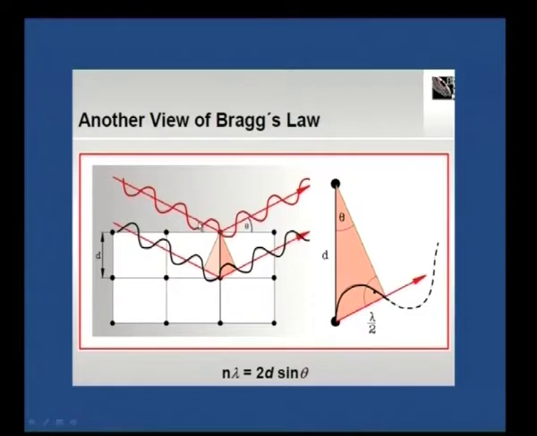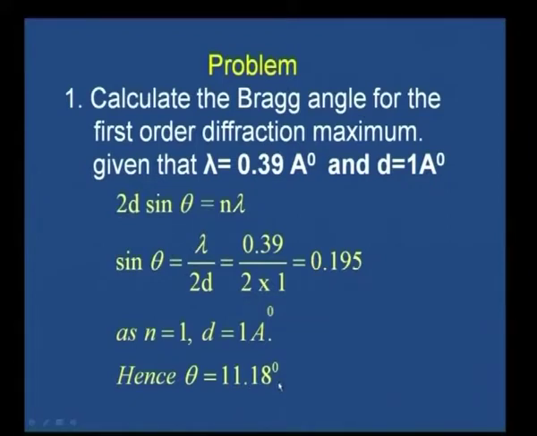What is theta? Theta is the angle at which the X-ray beam is incident with respect to the plane of the crystal. It is called the grazing angle. It is not the angle of incidence as you normally use in the reflection of light beams. It is the angle that the X-ray beam makes with respect to the plane of the crystal. This is theta. That theta value will be 11.18 degrees. That is what you get from the problem.